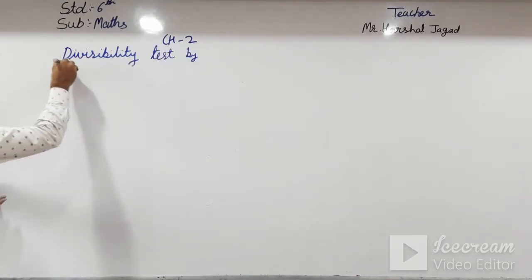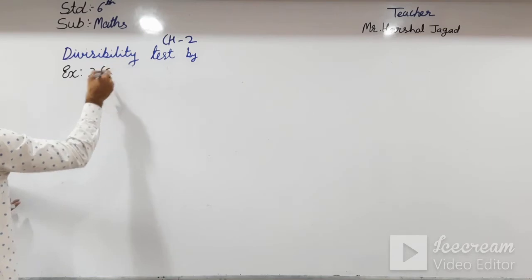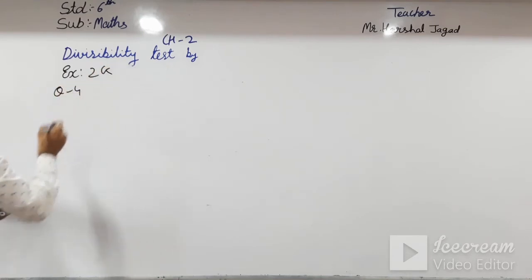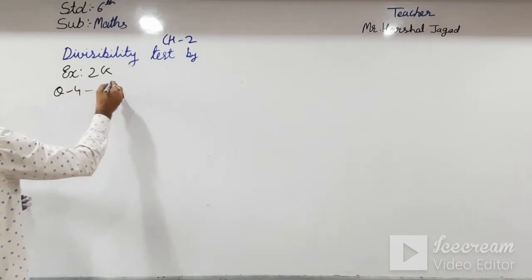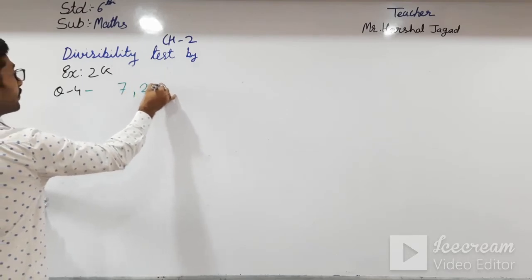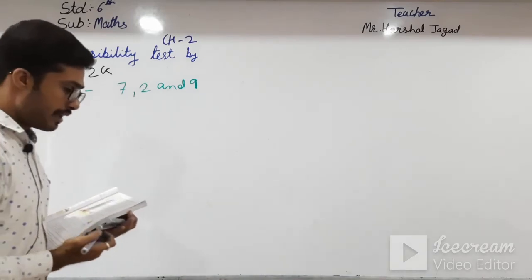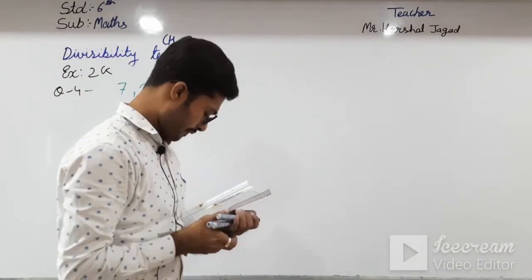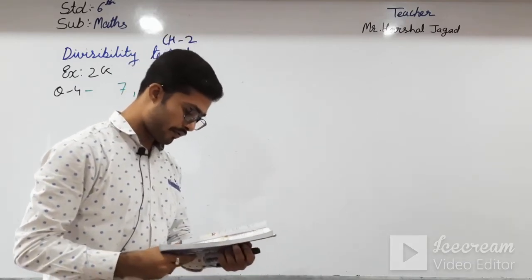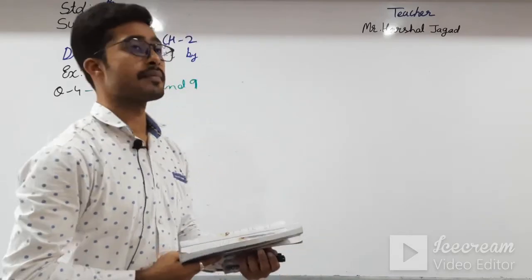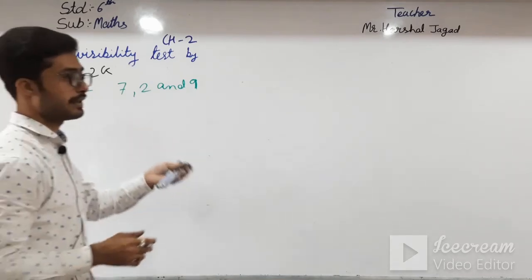See here, exercise 2G, question number 4. So here you are given 7, 2 and 9. Okay students, 7, 2 and 9. Now let us see A. How many 3 digit numbers can be formed without repeating any of them? We have to first of all find how many numbers can be formed from these 3 digits.